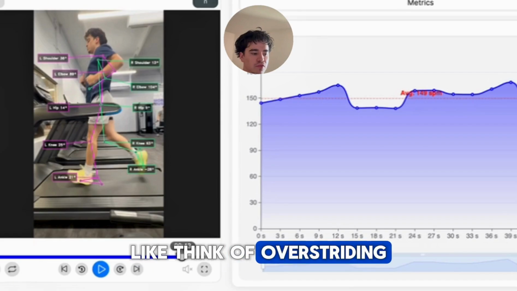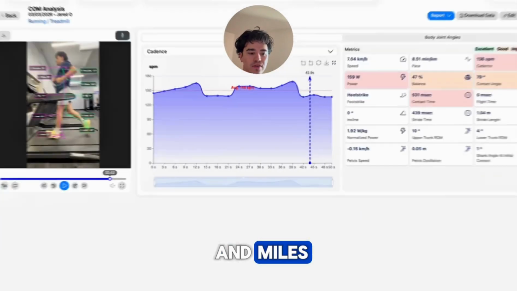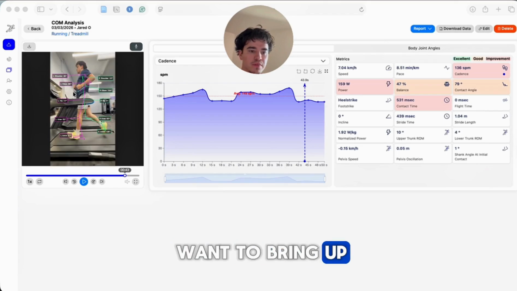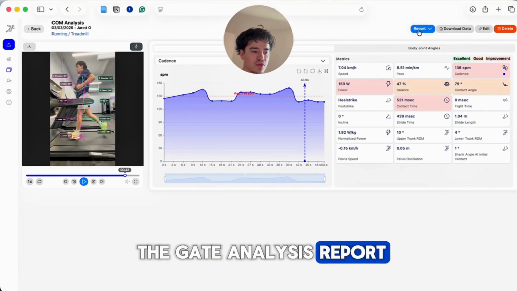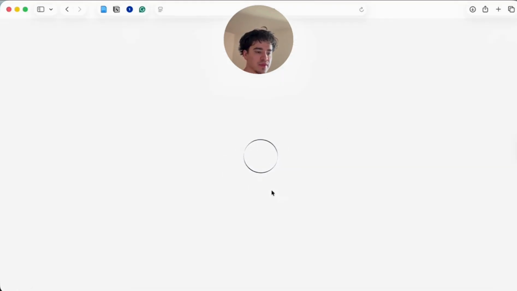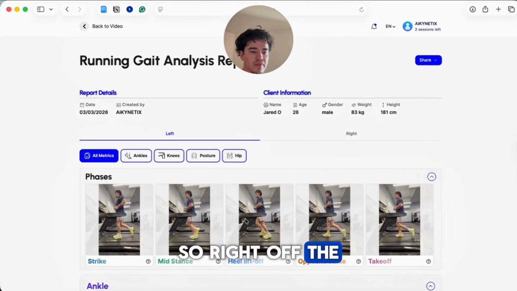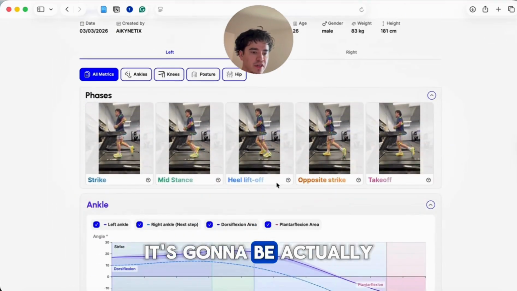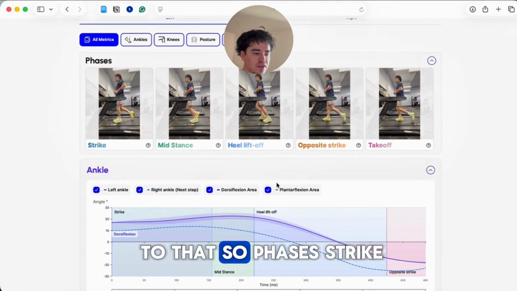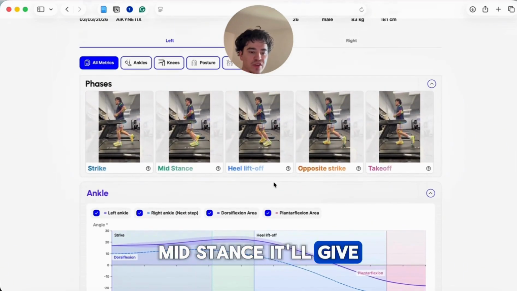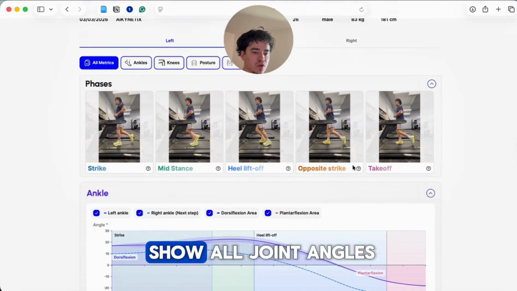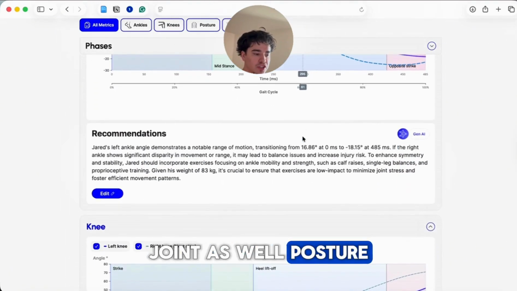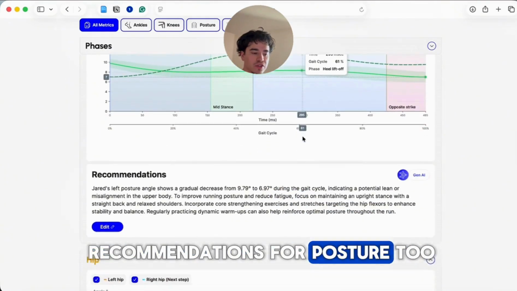Think of overstriding like this for miles and miles. What do you think is gonna happen? And so I do want to bring up the gait analysis report as well. So right off the bat, say you have a client or even just yourself, actually let's just go back to that. So phases: strike, mid stance, it'll give you everything you need. It shows all joint angles, recommendations for every joint as well, and posture recommendations too.